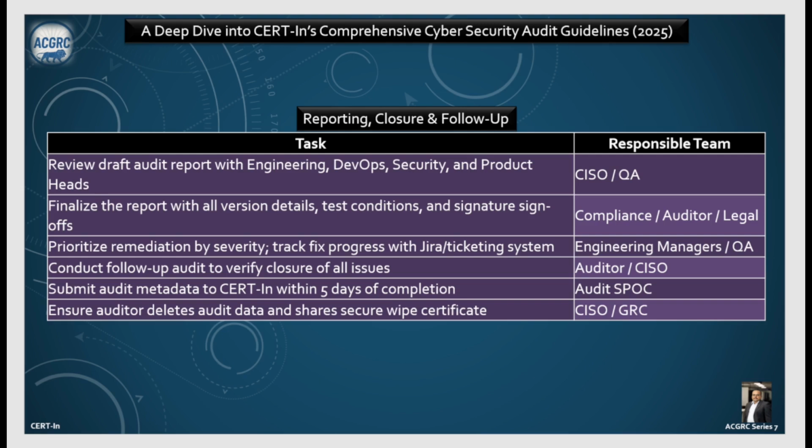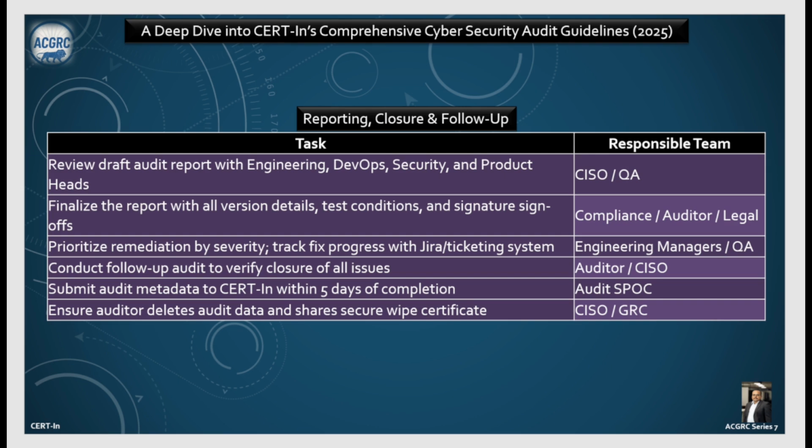The next phase is reporting, closure, and follow-up. In this, step 1 is to review draft audit report with engineering, DevOps, security, and product heads. This should be done with CISO and QA team. Step 2 is to finalize the report with all version details, test conditions, and signature sign-offs. This should be driven by your compliance team, auditors, and legal team together.